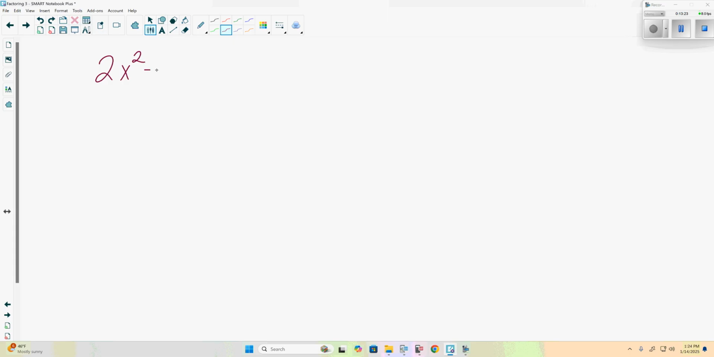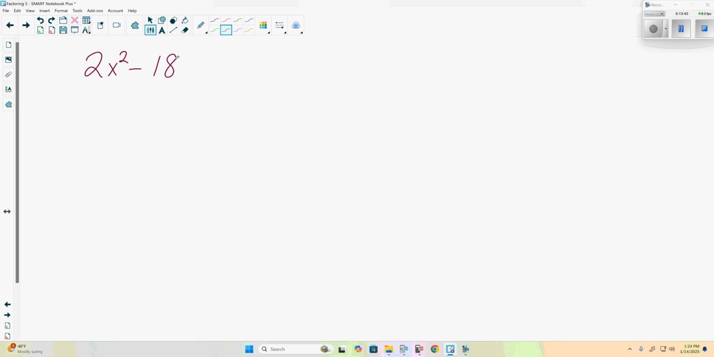X squared. I'd like to see one. Plus, yeah, no, not plus. This isn't on the paper, but let's look at, say, this one here: 2x squared minus 18.